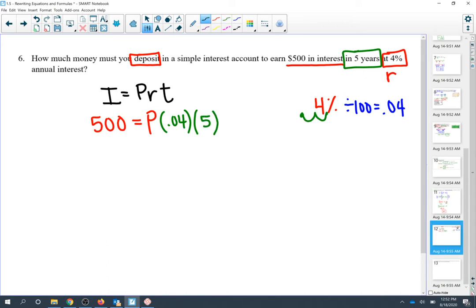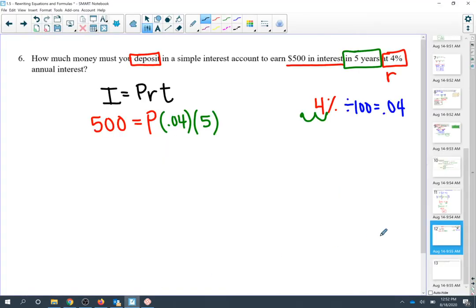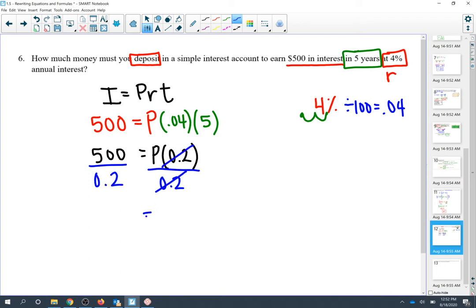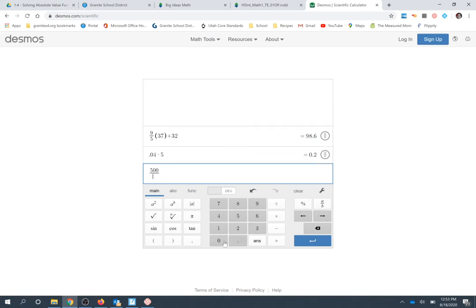Now all we have to do is solve for P. All of this is multiplication, so if I want, I can start with 0.04 times 5. 0.04 times 5 is 0.2. So I'm going to have P times 0.2 equals 500. Then I'm going to divide by 0.2, which is going to leave me with P. So now I have 500 divided by 0.2. 500 divided by 0.2 gives me 2,500.